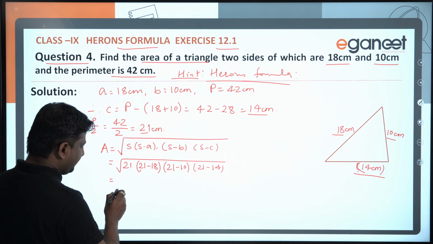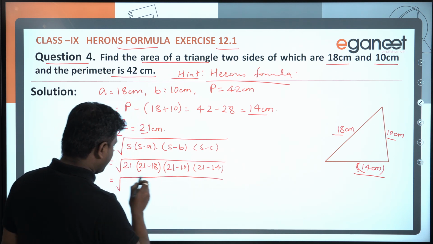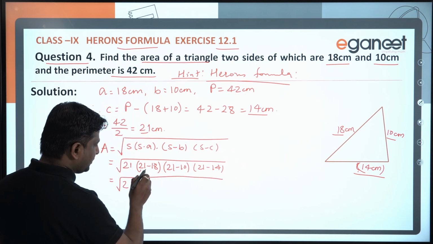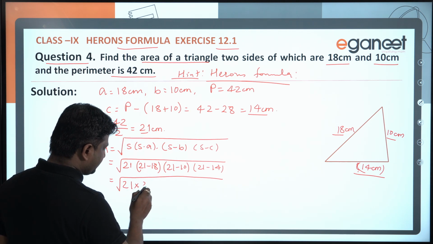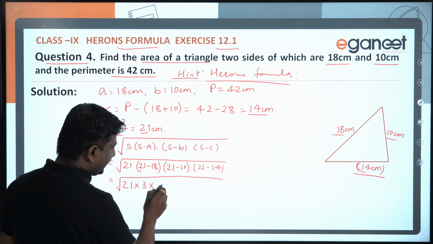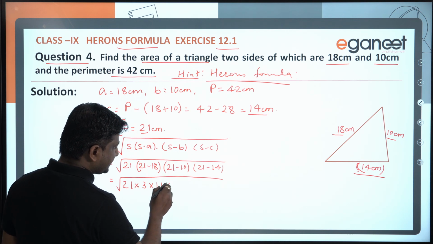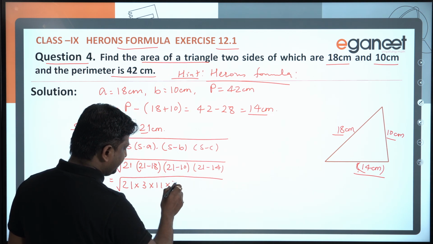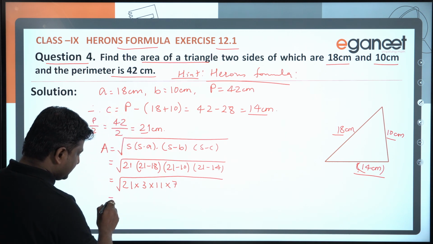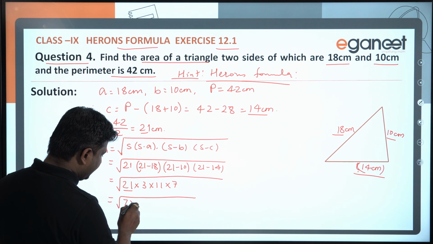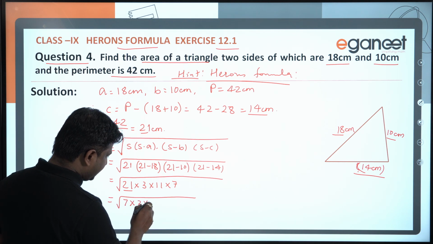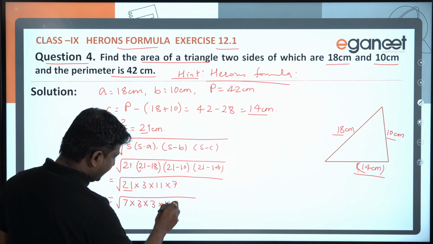Okay, let's simplify it further. Let me write this 21 as it is. 21 minus 18 will be 3. So this is 21 into 3. 21 minus 10 will be equal to 11. So this is 11. 21 minus 14 will be equal to 7. Let's again simplify this. 21 is nothing but 7 into 3. We already have 3 here, into 11 into 7.